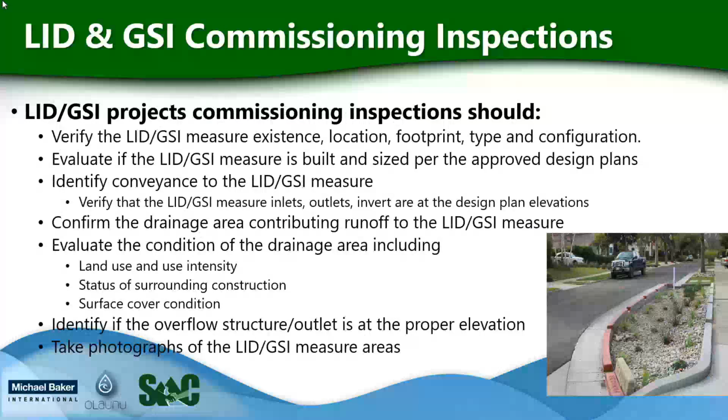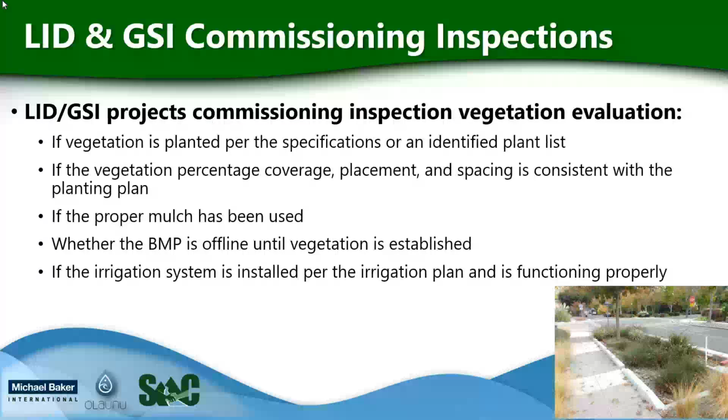LID and GSI projects commissioning inspection also includes evaluating vegetation. Many of the LID and GSI systems integrate vegetation as part of their components, and so evaluating vegetation is critical. If vegetation is planted per the specifications or identified plant list is a critical component to proper functioning of the system. So you're evaluating that.